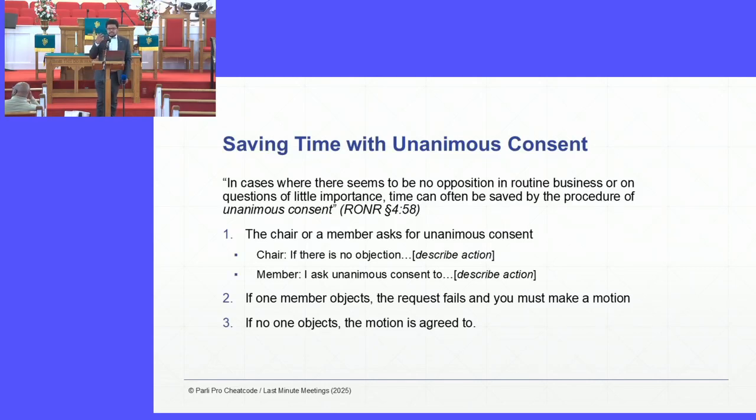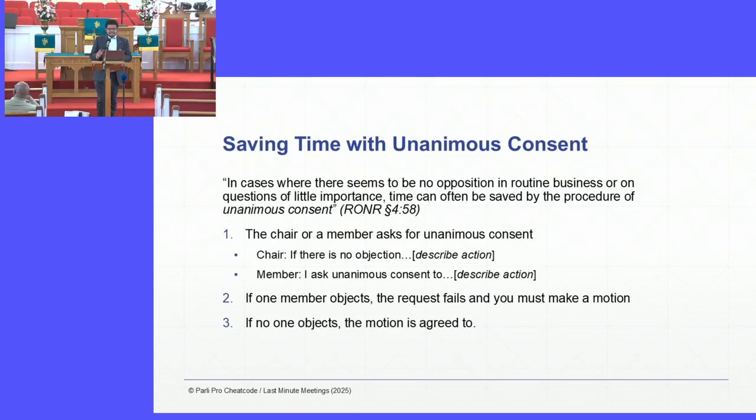The chair or member will ask for unanimous consent. The chair can say, well, if there are no objections, the motion will be agreed to. Or the member can say, I ask unanimous consent that we adopt this motion, or whatever the case may be. Step 2, if one person objects, then you have to go through the 6 steps. Or step 3, if no one objects, then the motion is agreed to.